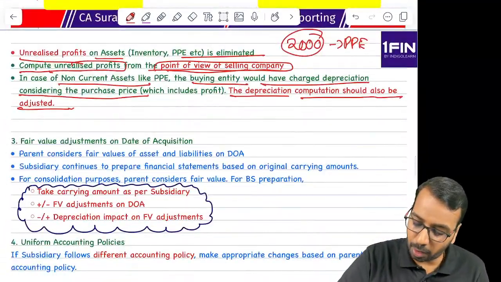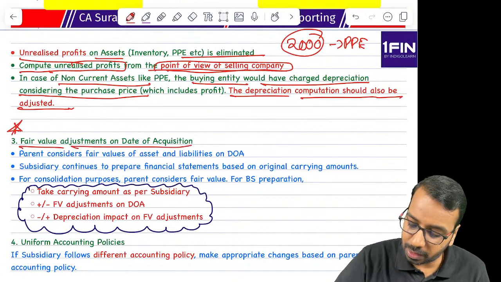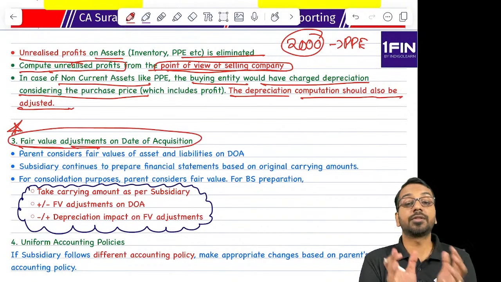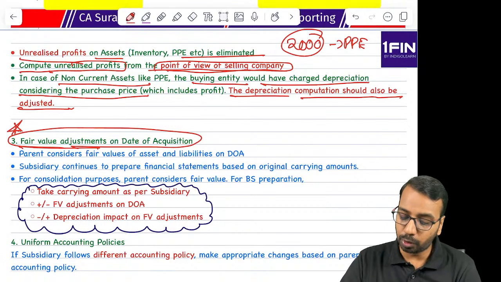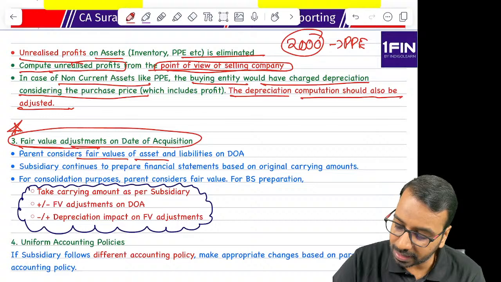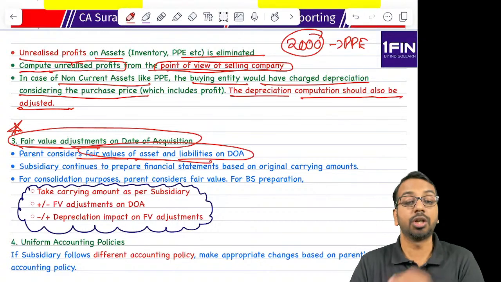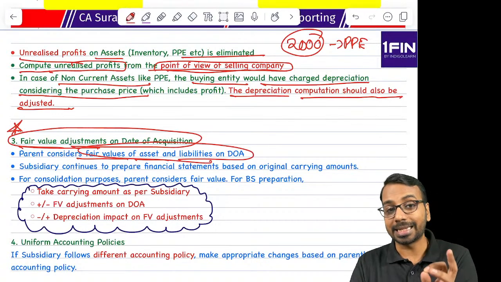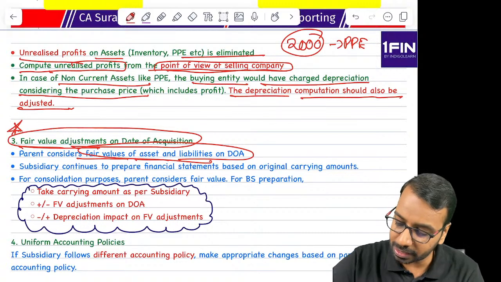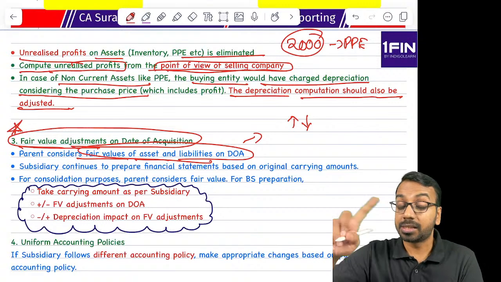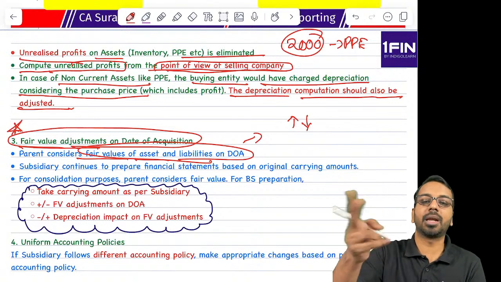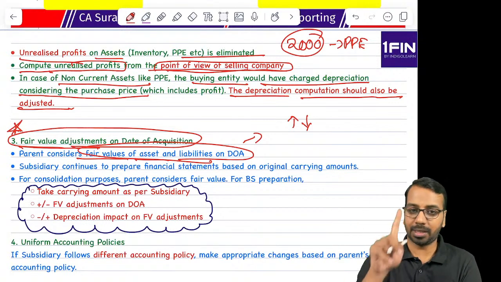Then very important, fair value adjustment on date of acquisition. The reserves number that would be given to you would be as per the book value. Then you will take fair value of assets and liabilities on date of acquisition to calculate the net assets on date of acquisition. When you do this, you will increase or decrease to fair value. Subsequently, you will also check the depreciation and all on that fair value adjustment. That is the first thing.